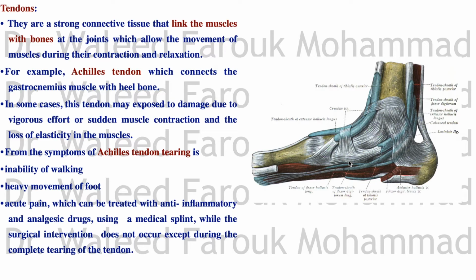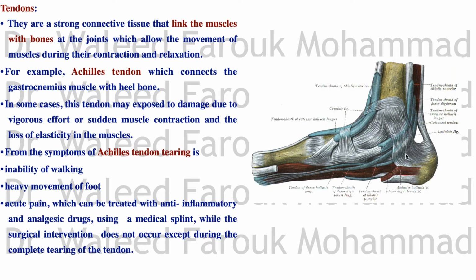So we have the tendons. They are the ends of muscles and connect to bones. And the famous tendon is the Achilles tendon, the one you can see here, connecting the muscles to the heel bone. The tendon is sometimes exposed to damage because of violent movements or sudden muscle contraction.